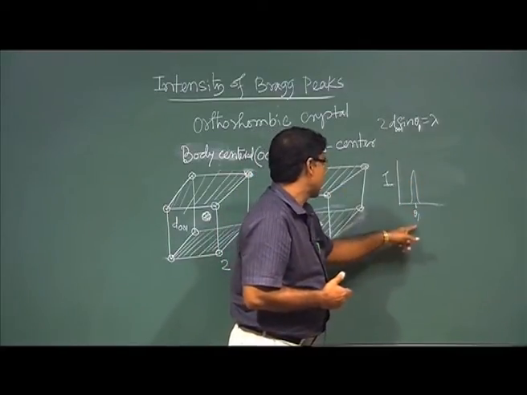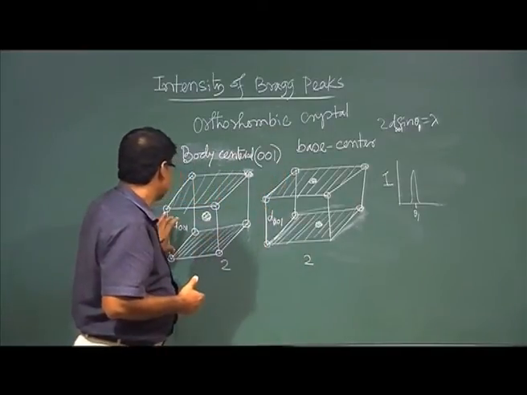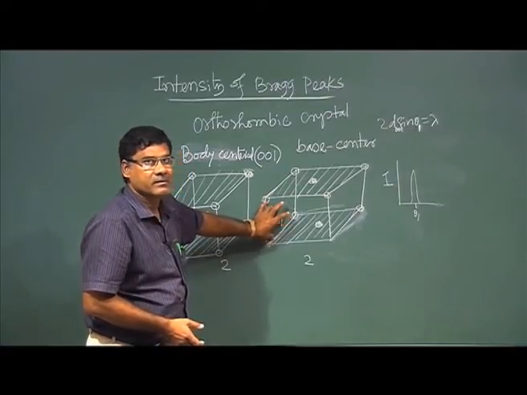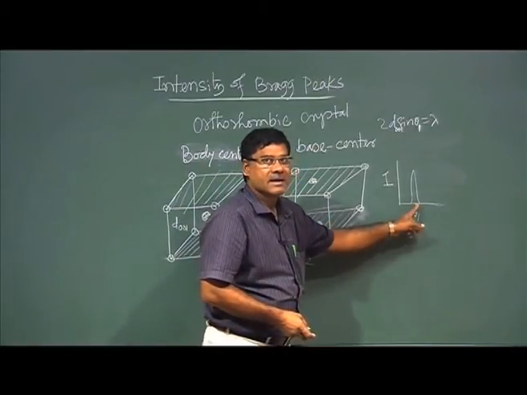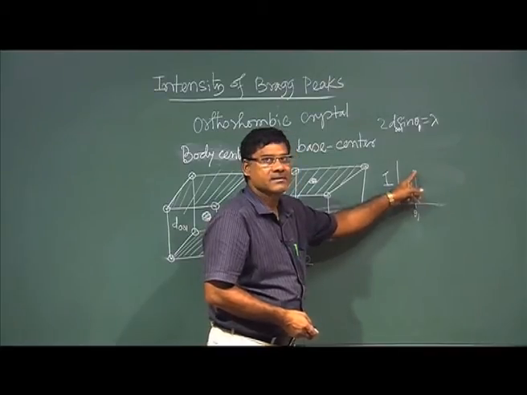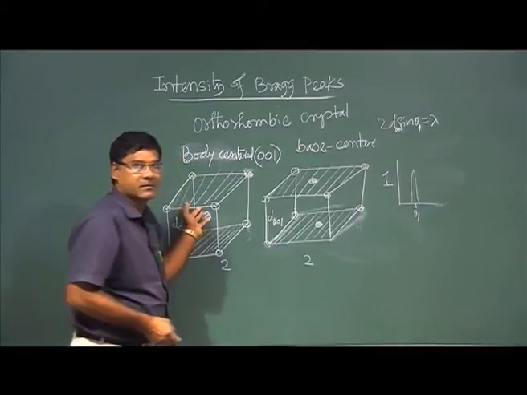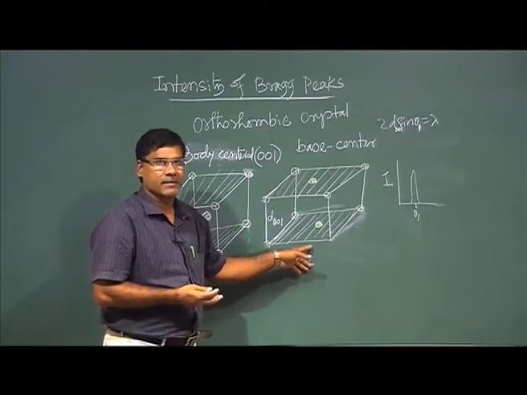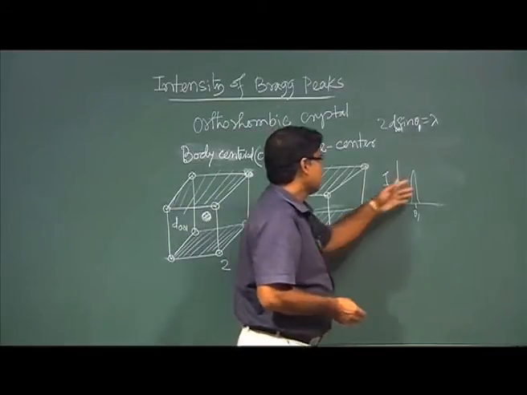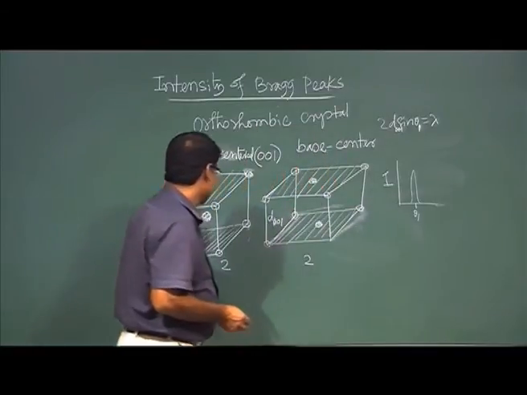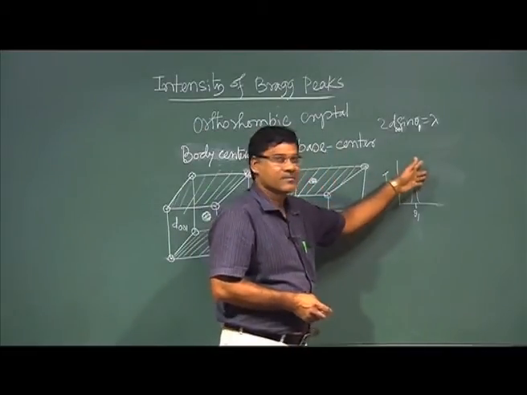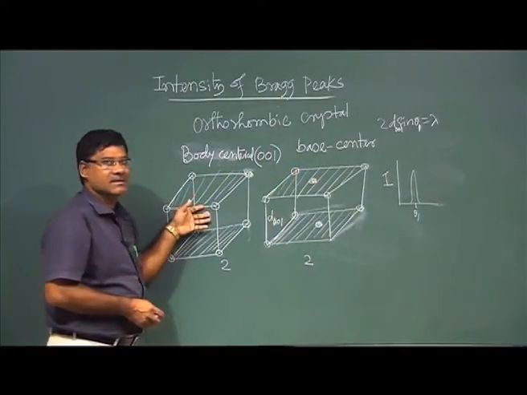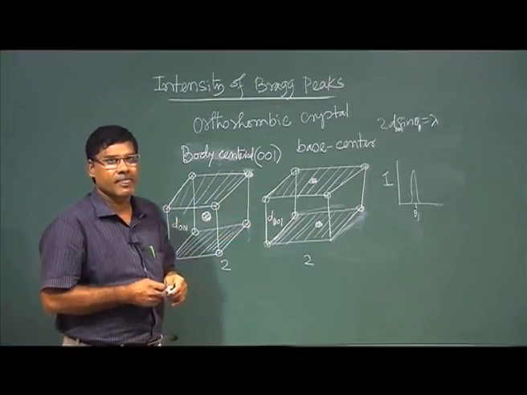At the same angle, because the spacings are the same. Okay, this is the lattice spacing. So, at this angle, what happens to the intensity? Although both are having these 2 atoms or 2 lattice points, interestingly you will see that in one case you will get a Bragg peak with high intensity, and in the other case, for the body centered, the intensity is 0 there.